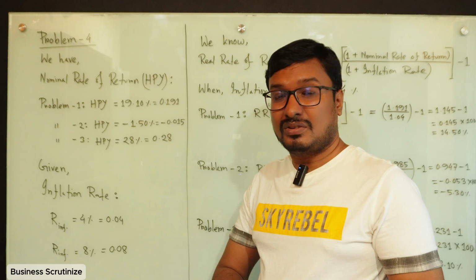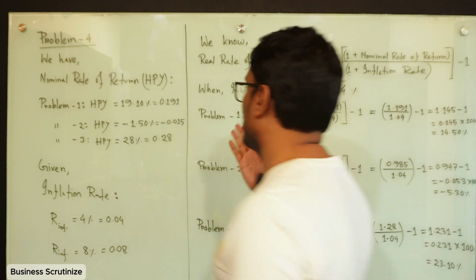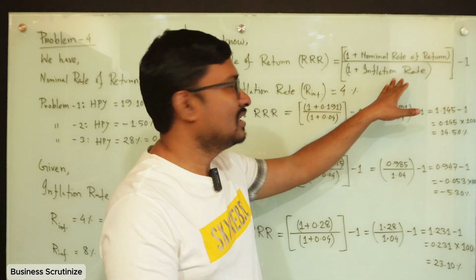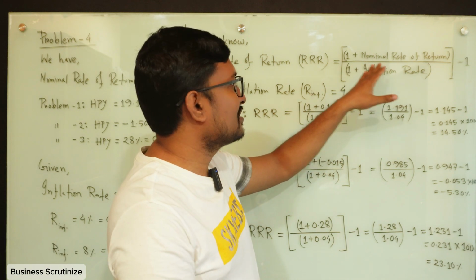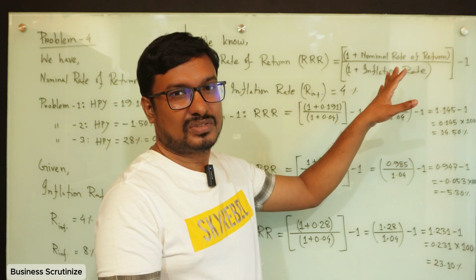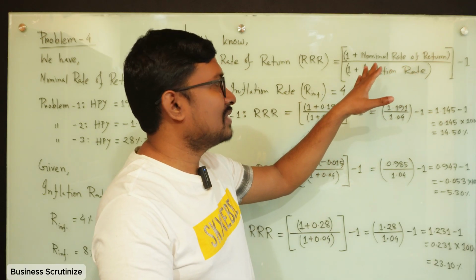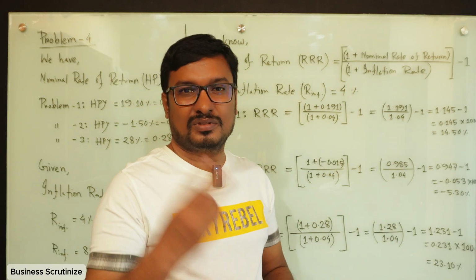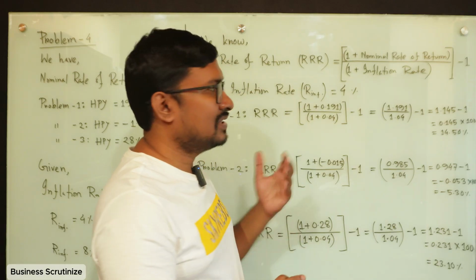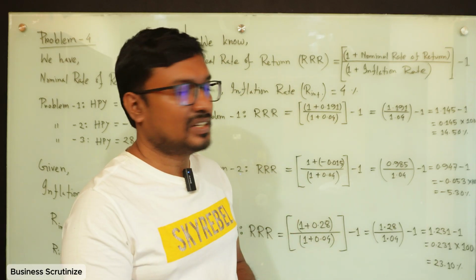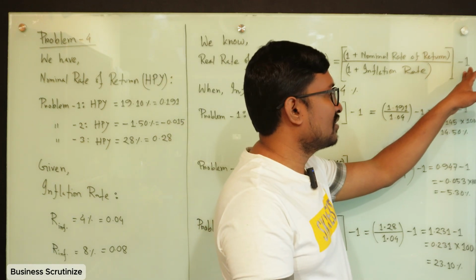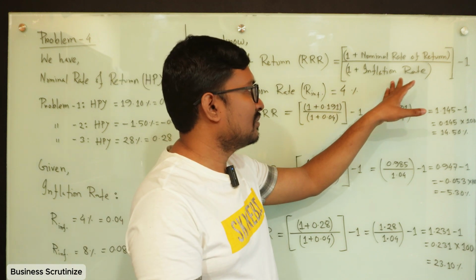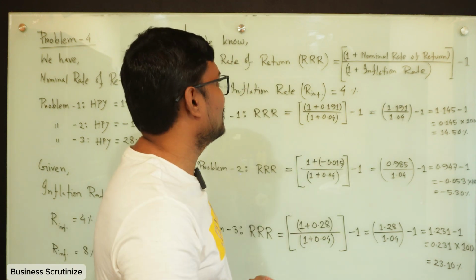As I have already told you, we have to find the real rate of return. Here you can see the equation we have to use: in the numerator, 1 plus the nominal rate of return, which I said we write as HPY, and in the denominator, 1 plus the inflation rate. We have two different inflation rates, 4% and 8%, so we will see what the real rate of return is for each. Then we subtract 1 from the ratio of 1 plus nominal rate over 1 plus inflation rate to get the real rate of return.